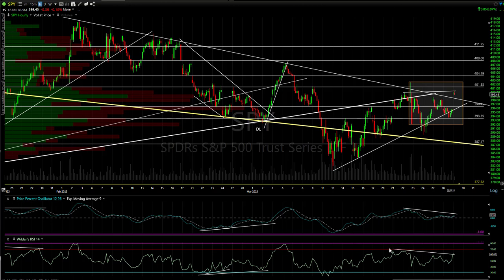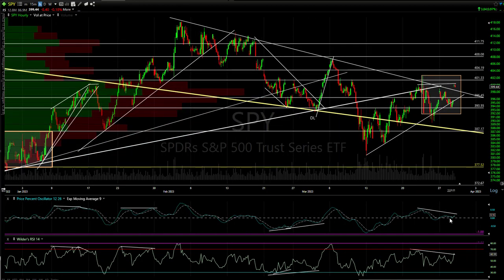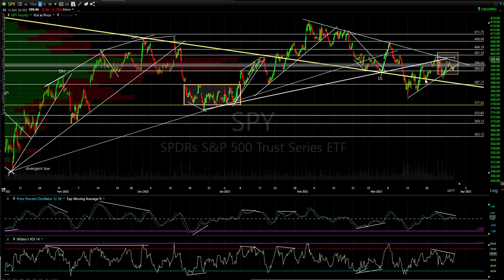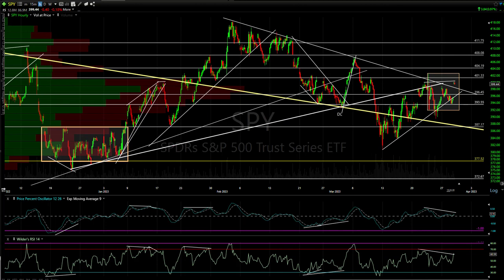So it's a tale of two tapes. The market leaders versus the rest of the market, which lately is doing well. The technicals were stronger, but you have this negative divergence on SPY, the S&P 500. I know there's a lot of lines on this chart.